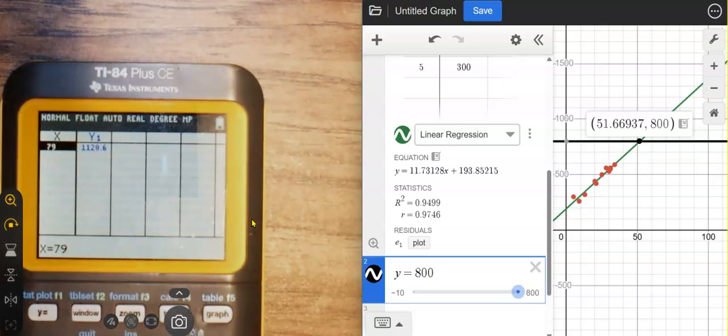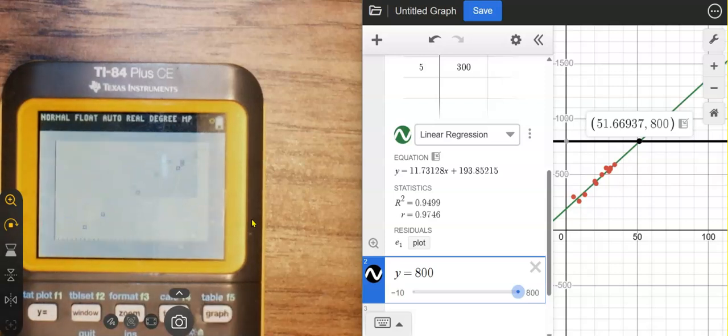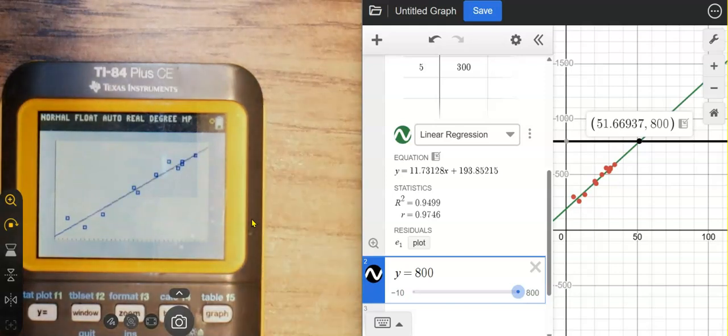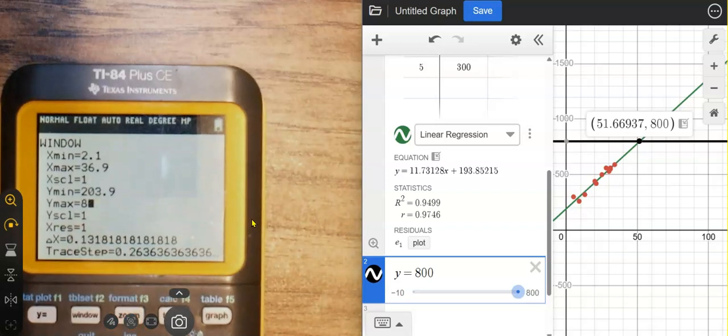Over on this side, I'd have to come back here and type y equals 800. I'm probably going to have to change, if I look at this graph, it does not include the y value 800. If I look at my window, I use the zoom stat, I can see that it stopped well below 800. So maybe I go to 850.